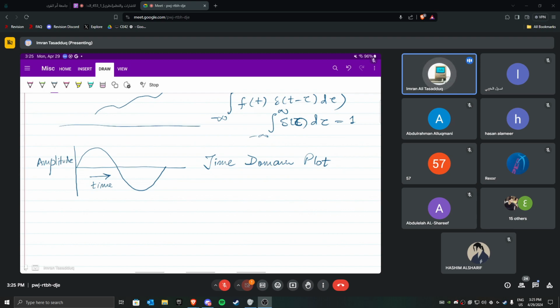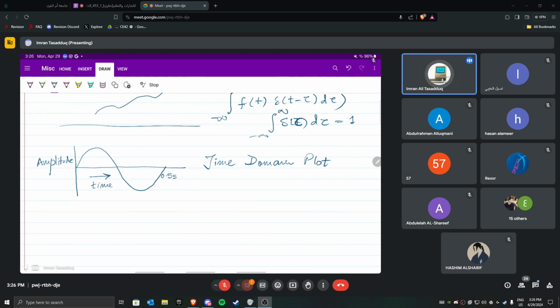Then there is another plot which is called a frequency domain plot. So what is the difference? A frequency domain plot is an amplitude versus frequency plot. That is, it shows which frequencies and of what amplitude are present in your signal. So for example, if this is your signal, and let's suppose that this time is 0.5 seconds.